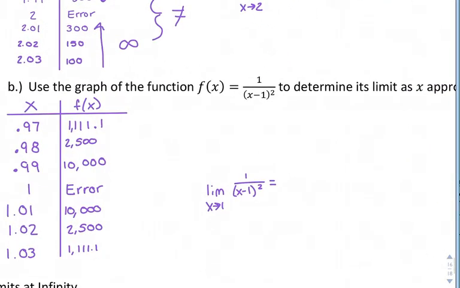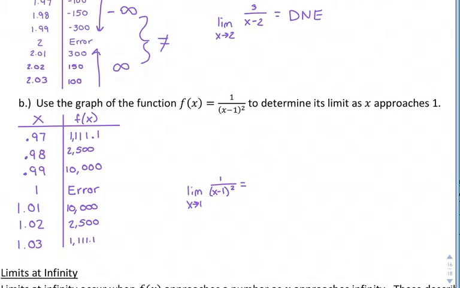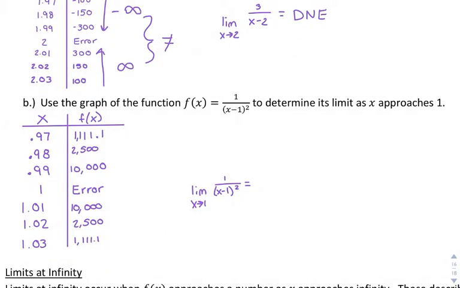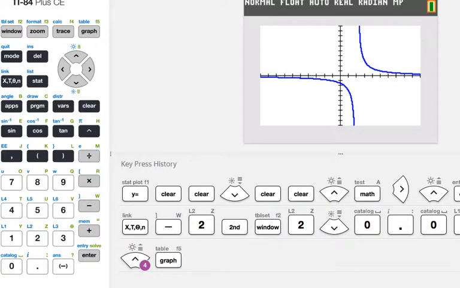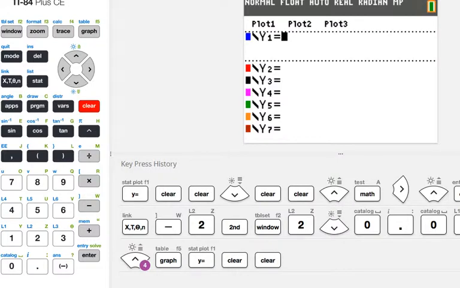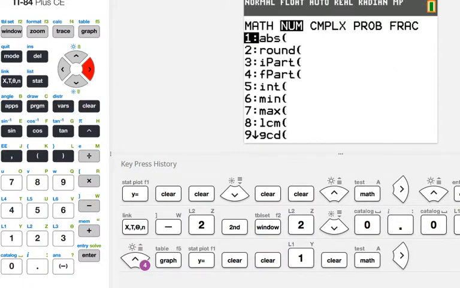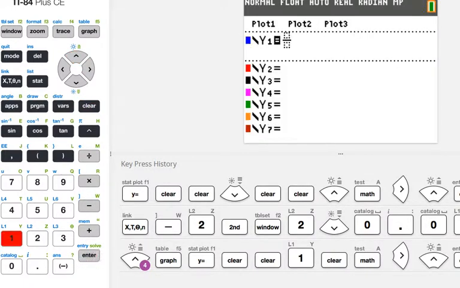The next one, we're going to use the graph of the function f of x equals 1 over x minus 1 squared to determine its limit as x approaches 1. So looking at this limit, I'm going to type it into my calculator. So y equals 1 over x minus 1 squared. And we're going to take a look at that graph.